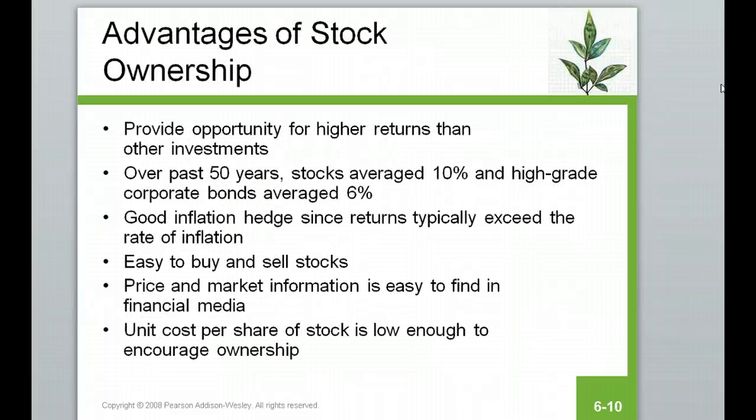Okay, let's look over the advantages of stock ownership again. They provide opportunities for higher returns than other investments. Over the past 50 years, stocks averaged around 10% versus high-grade corporate bonds at only 6%. It's a good inflation hedge since returns typically exceed the rate of inflation. Easy to buy and sell. You can do it through a stockbroker, face-to-face, or you can also do it online. Price and market information is easy to find, such as Yahoo Finance. Unit cost per share is low enough to encourage ownership. So there's a lot of cheap stock out there that you could purchase, such as FTR or Verizon, and receive some dividends or dividends and capital gains.